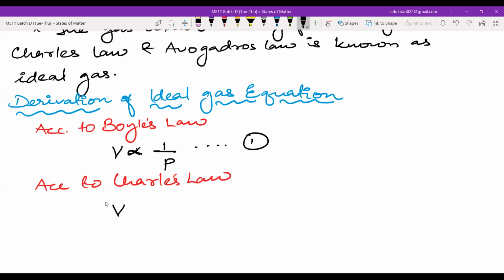Volume and temperature. Directly proportional or inversely proportional? Directly proportional, right? Directly proportional. Okay. Yes, directly.